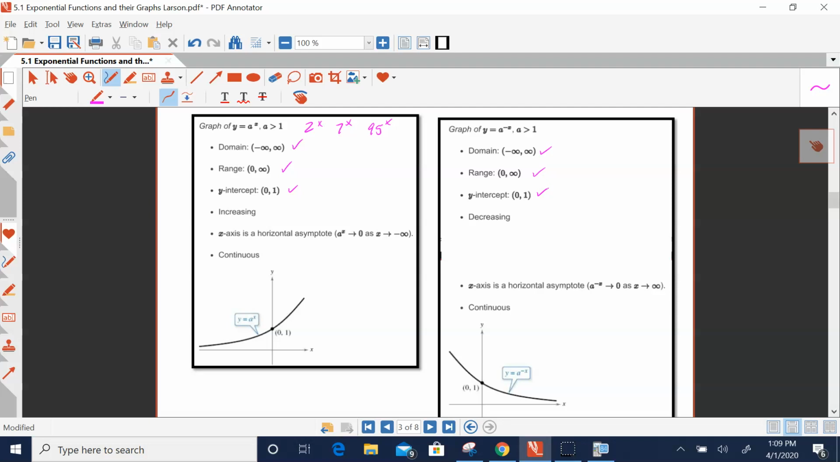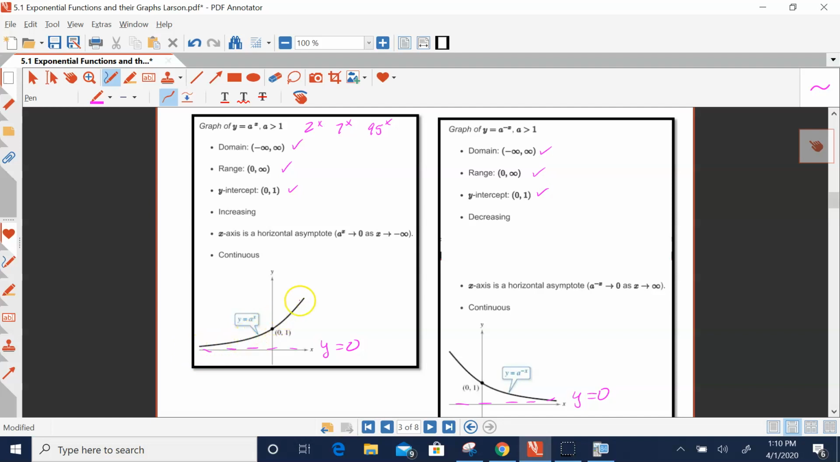They will also both have a horizontal asymptote. Remember a horizontal asymptote? It's a line that your graph approaches left to right as x approaches infinity. So we're going to have a horizontal asymptote, and that asymptote is going to be at y equals 0. For both of them, whatever the case is, increasing or decreasing, the horizontal asymptote is at y equals 0. Also, these graphs are continuous.